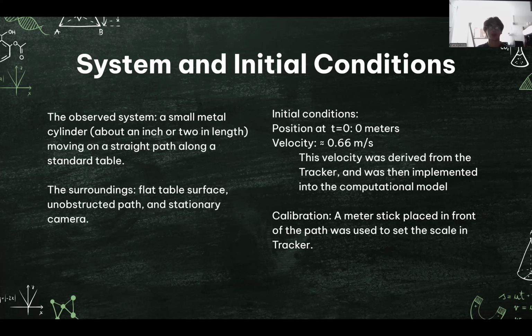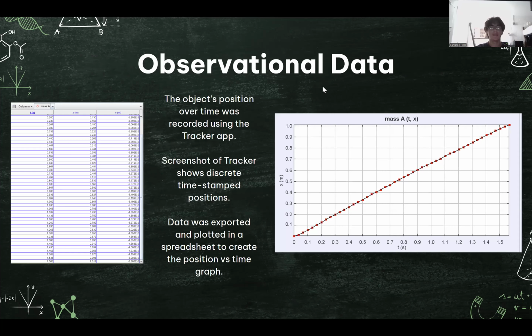For our calibration, we used a meter stick on the table surface, in camera view of the actual motion of the object. And since we have such a small distance, air resistance and friction were not exactly needed to accurately gauge the data. And this is the observational data.